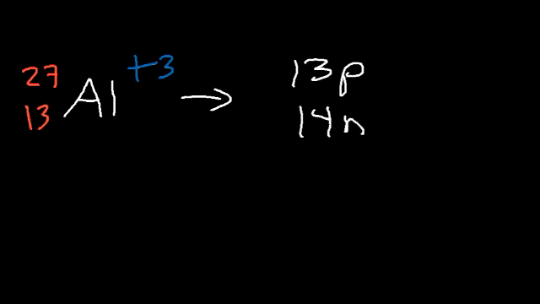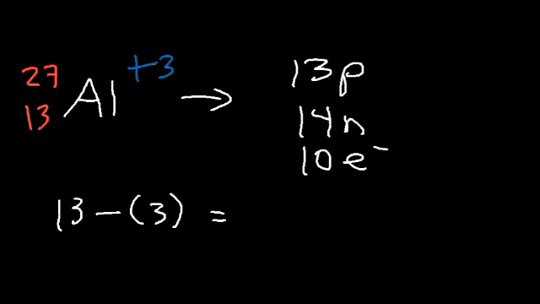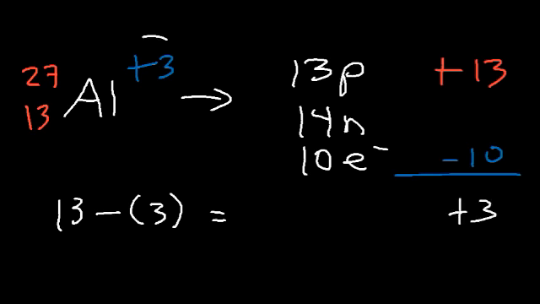Now the number of electrons in this ion is the atomic number minus the charge. So 13 minus 3 is 10, so it has 10 electrons. If you add up the charges, we have a charge of +13 from the 13 protons and a charge of -10 from the 10 electrons. 13 minus 10 is +3, which is the net charge of the ion.